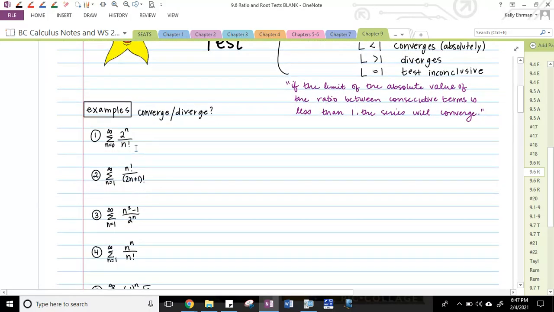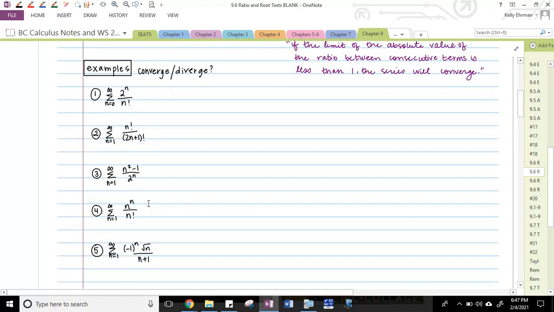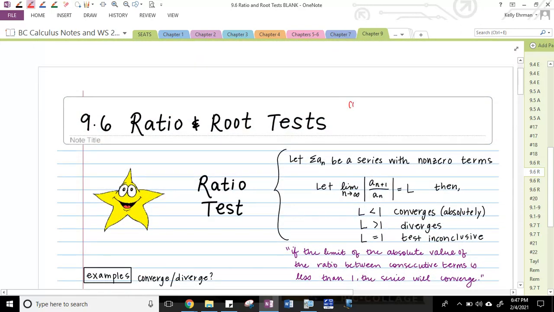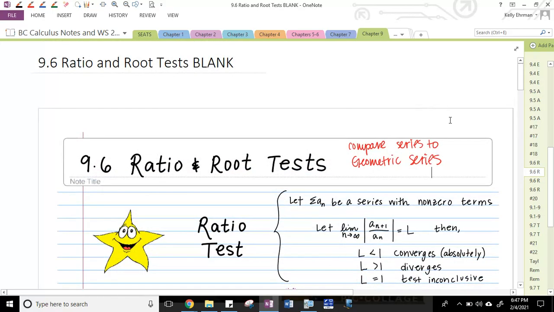They take a series that might involve factorials, exponentials, something that's not truly geometric, not truly a p-series, and they basically compare series to geometric series. What do I mean by that? Let's look at this first ratio test.